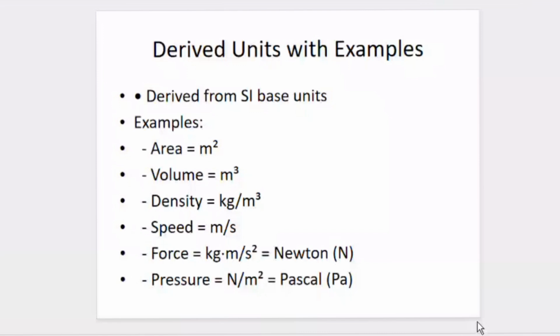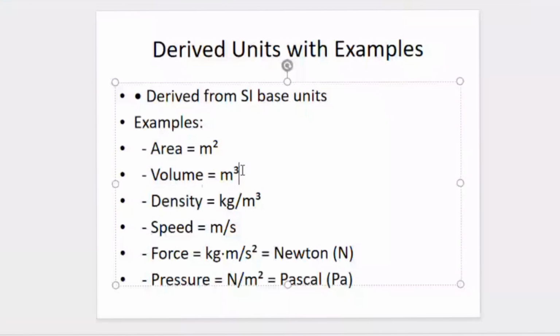And time is also measured in seconds. So I'm trying to give you the differences between SI units and CGS units. As we can see here, we are focused on just SI units. We have area, volume, density, speed, force, pressure, and so on. The SI unit for area is meters squared.